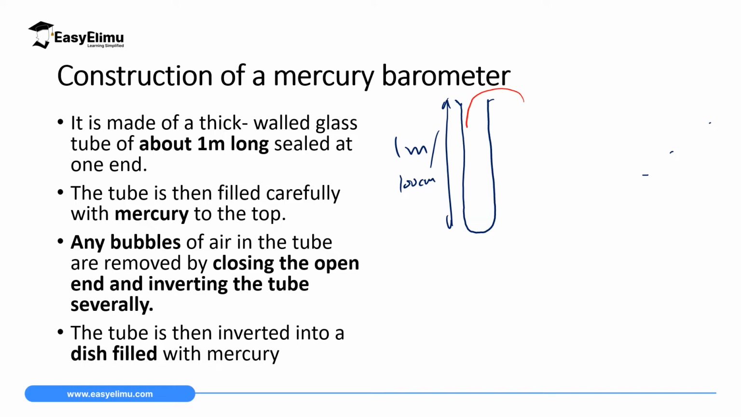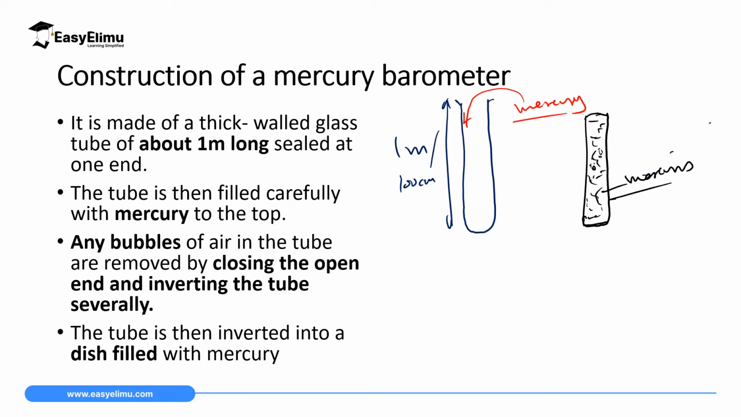You will come with mercury and fill this tube carefully with mercury. After filling it, it will look like this. Now you have your tube full of mercury to the brim. There's no space which should be left. After filling it with mercury, you make sure that there's no air bubble left inside.